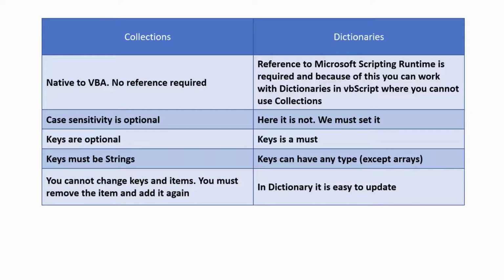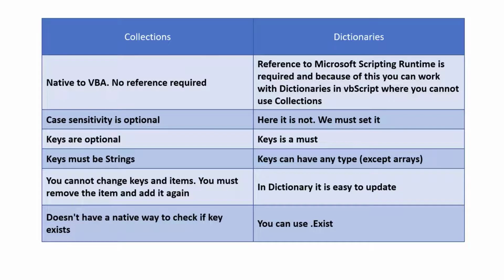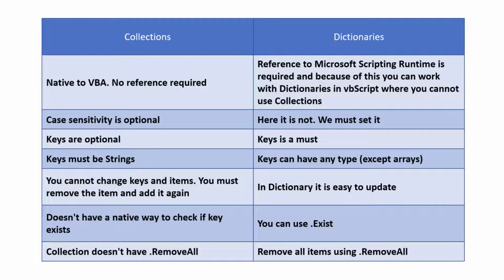In collection, you cannot change keys and items. You have to remove the item and then add it again. In dictionary, it is easy to update. Collection doesn't have a native way to check if keys exist. You can use .Exists in dictionary to check if any key exists. Collection unfortunately does not have .RemoveAll to remove all items. You can use .RemoveAll in a dictionary.